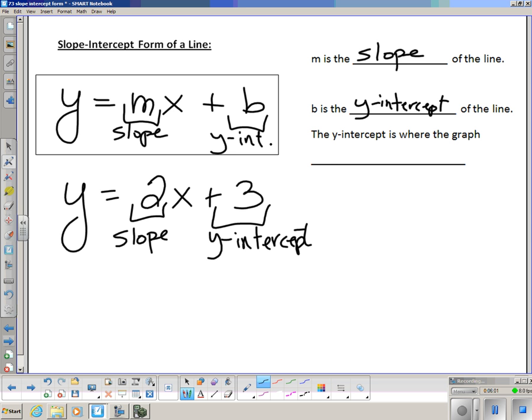And the y-intercept is where the graph intersects or meets the y-axis. All right, so if you understand that information, you'll be able to answer a lot of different questions.